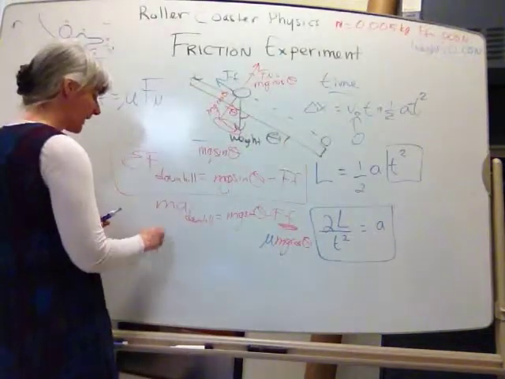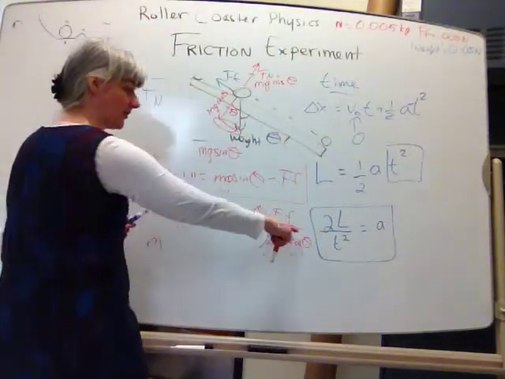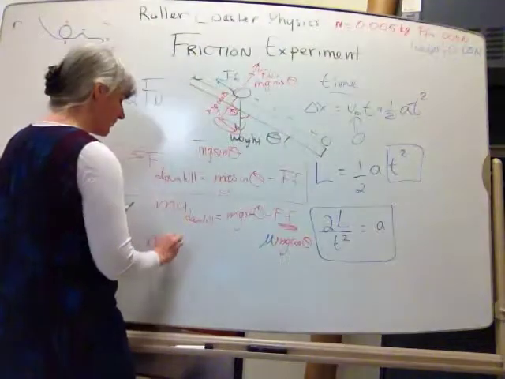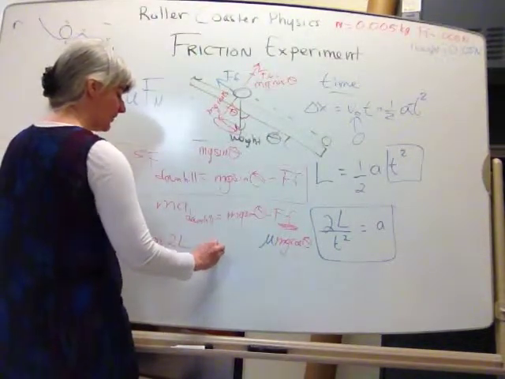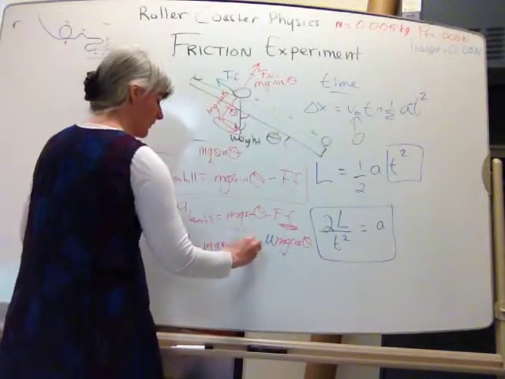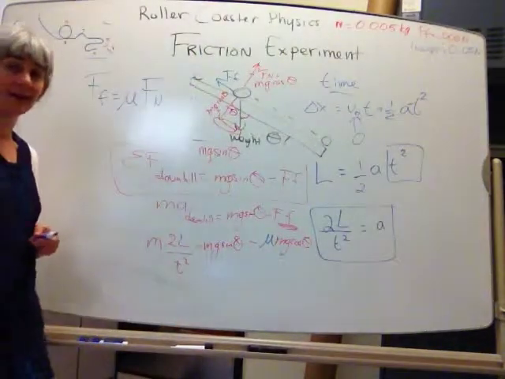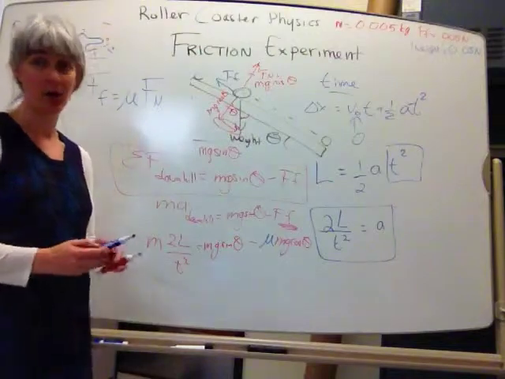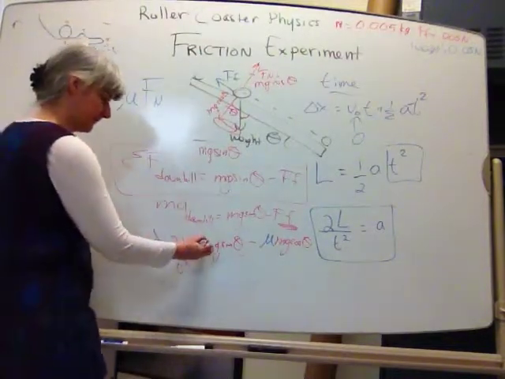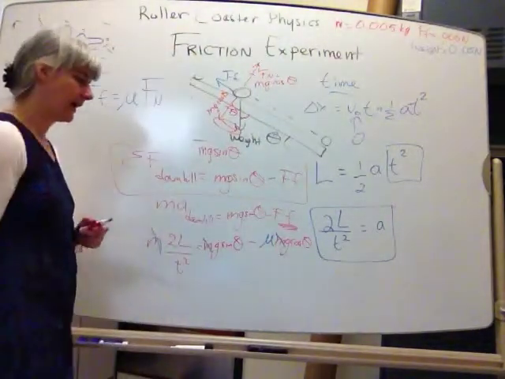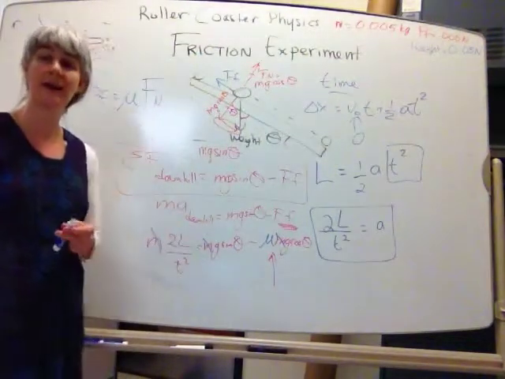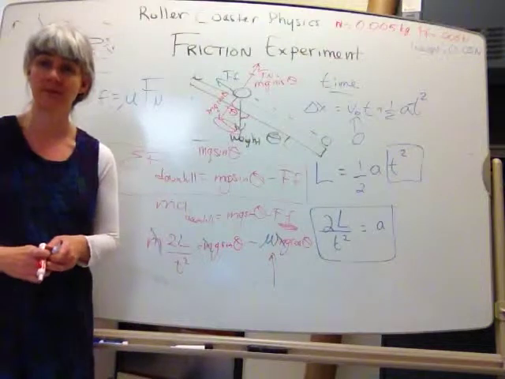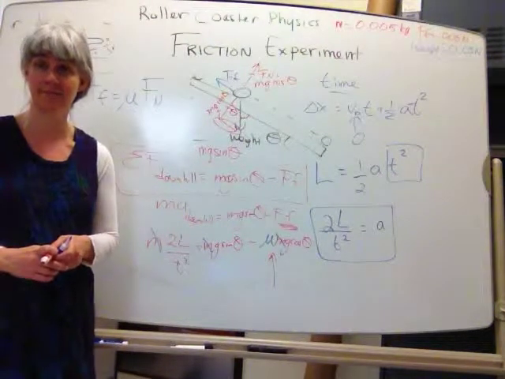So my whole thing, I've got mass times downhill acceleration, which is 2L over the time you measured squared. And that's going to equal mg sine theta minus mu mg cosine theta. The really nice thing here is that all the masses cancel. And you're going to solve this equation for mu. You're trying to get the coefficient of friction with this particular experiment.